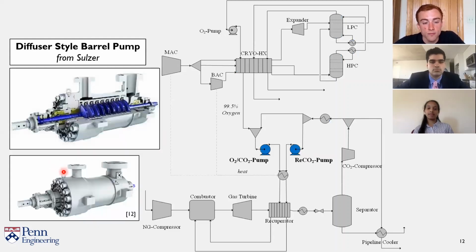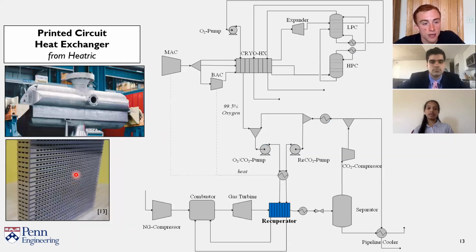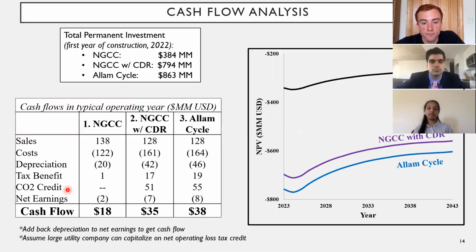In the Allam cycle, a diffuser style barrel pump is used to reach combustion pressures. These two pumps can go up to 16 stages and produce pressures up to 4,500 psi. Lastly, the recuperator is what's known as a printed circuit heat exchanger from Heatric. The outside of it is shown here, and the inside with the circuit design where hot and cold fluid alternate is shown in the bottom picture right here.